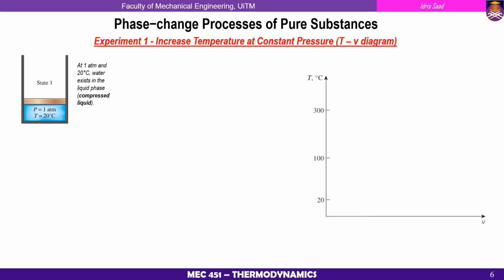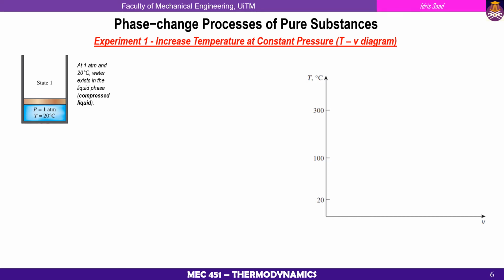The answer is the piston cylinder device is a closed system. Hence, the mass is constant throughout the process. Then, if the volume is increased, so does the specific volume. Anyway, the specific volume is calculated by the volume over the mass, so it does not matter whether we use the volume in meter cube or the specific volume in meter cube per kilogram. However, the most popular property for the x-axis is the specific volume. Because of that, this property diagram is named the T-v diagram.